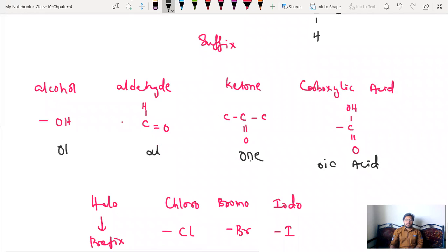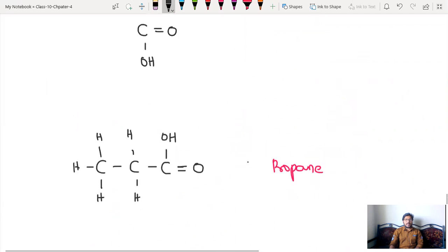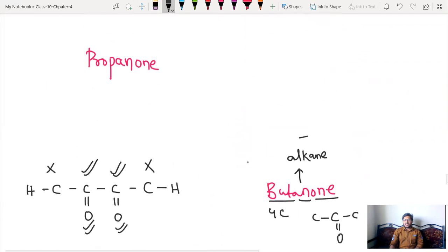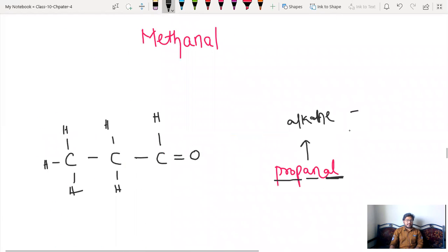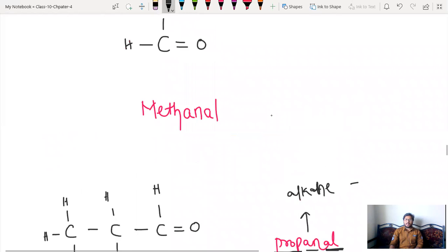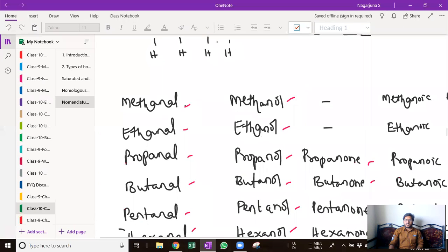Like that we have got for all alkanes, all structures we have seen. You can practice once again so that there will be no doubts. In the next lecture, I'll come up with different structures, and we will learn the chemical properties of carbon compounds. That's it in this lecture.